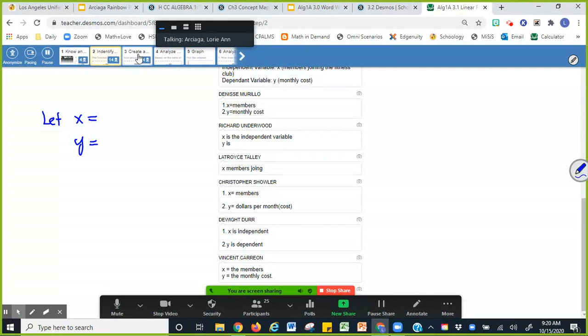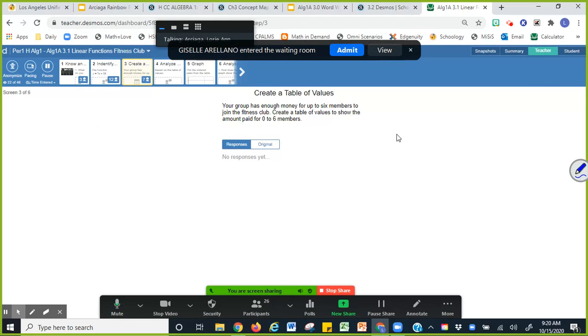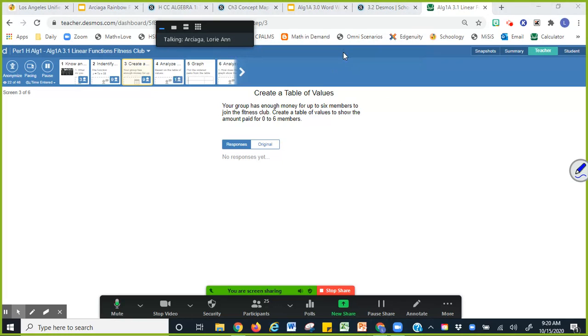Very good. Okay. So now we're trying to provide more structure to our functions. In this slide, you guys are going to create a table of values. What if your group has enough money for up to 6 members to join the fitness club? So create a table of values to show the amount paid for 0 to 6 members. Okay, so you're going to fill up that table.